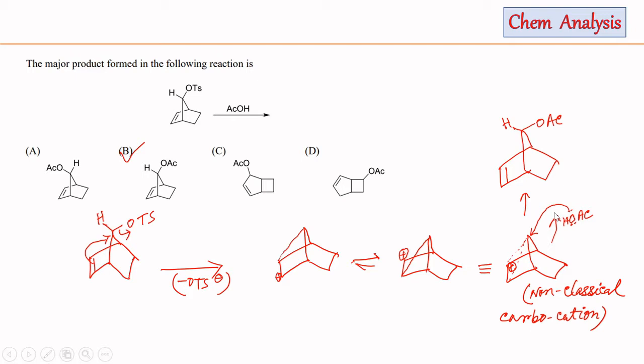When acetic acid attacks at this position, the carbon-carbon bond will break, and that will form a double bond here by overlapping with the vacant p orbital at this carbocationic center, resulting in the pi bond in the final product.